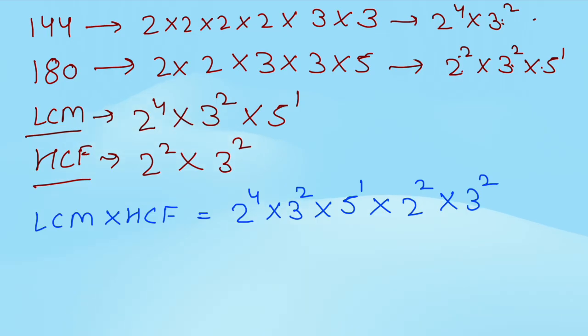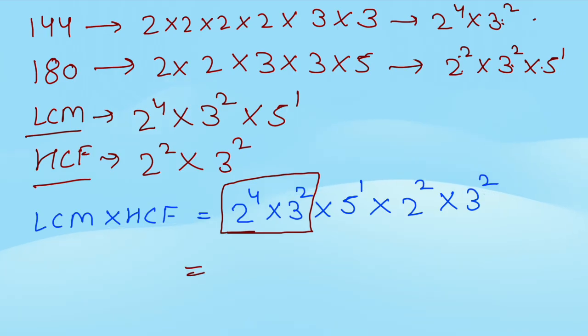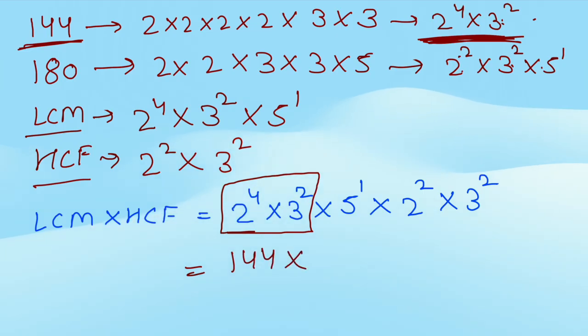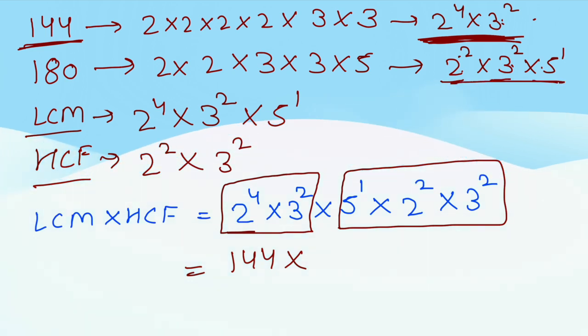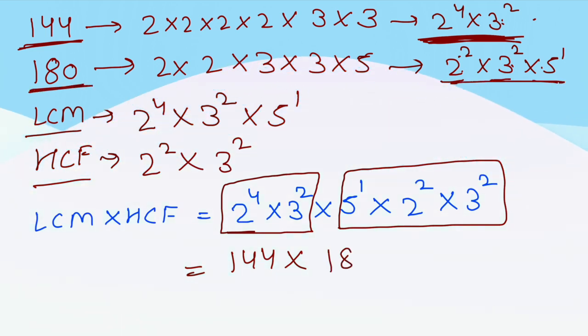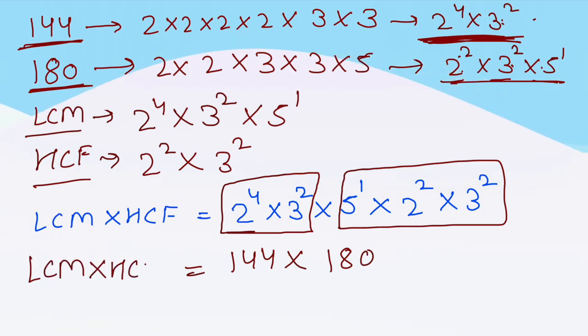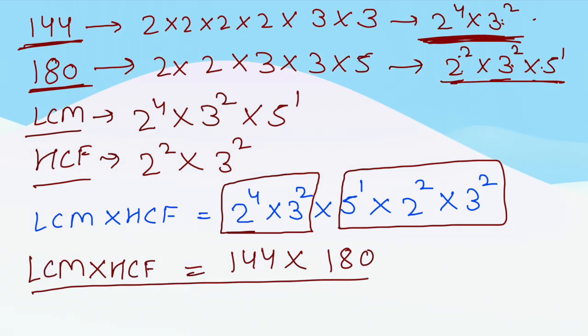Okay. If I ask you what is 2 to the power 4 into 3 square? This is nothing but 144. See, 144 is 2 to the power 4 into 3 square, right? And what is this? 2 square, 3 square and 5 to the power 1. It is 180, right? It means what I have proved, that LCM into HCF is equal to the multiplication of the given numbers. Is this clear?